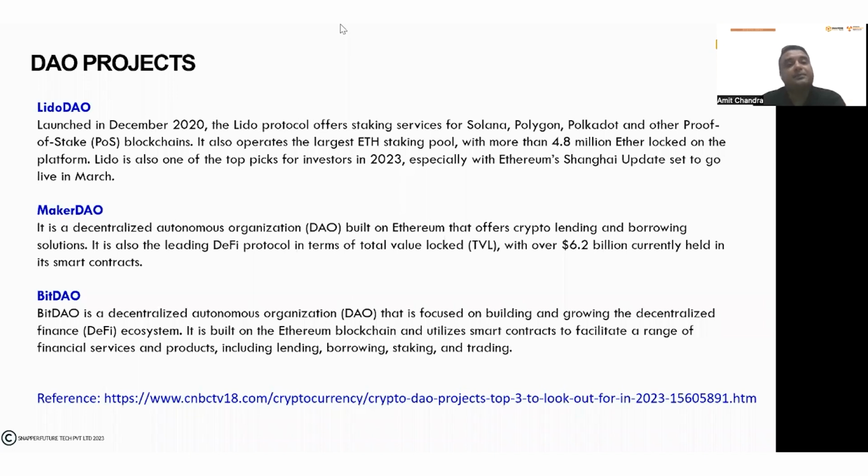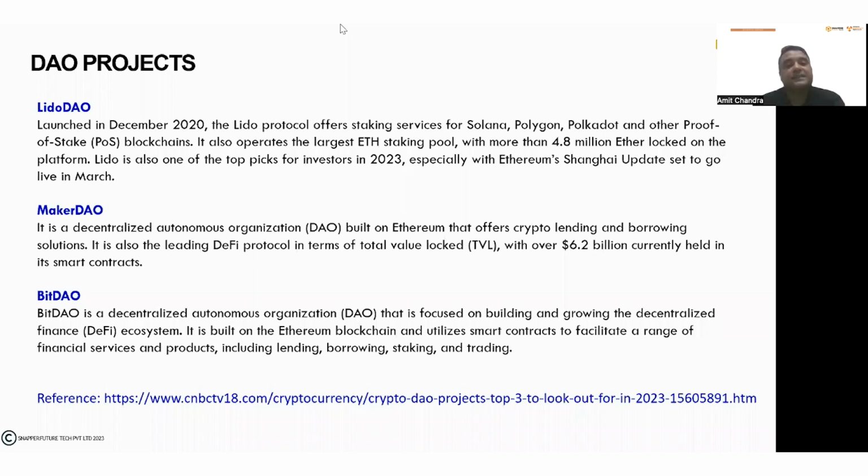Now, these are the DAO projects. Lido DAO was launched in 2020, and it's a top pick for investment in 2023, and it is built on Solana, Polygon, Polkadot, and other proof of stakes. It operates on an ETH staking pool. It means that for any kind of proposal, Ether needs to be staked. Okay, and based on that, the proposals are either accepted or rejected.